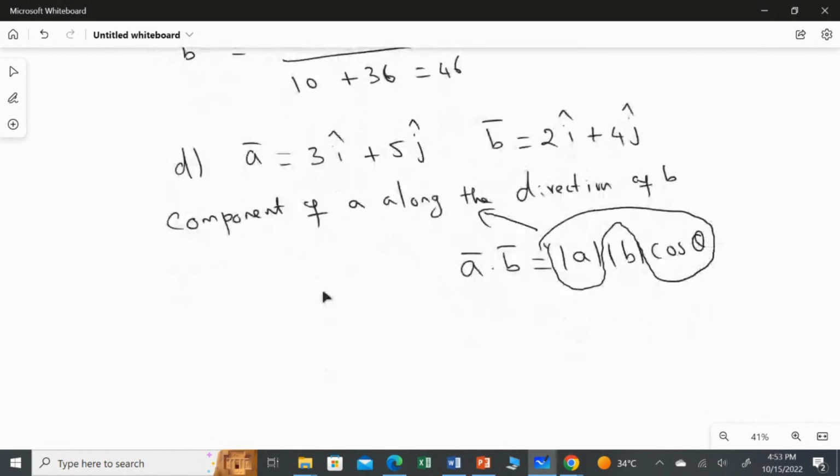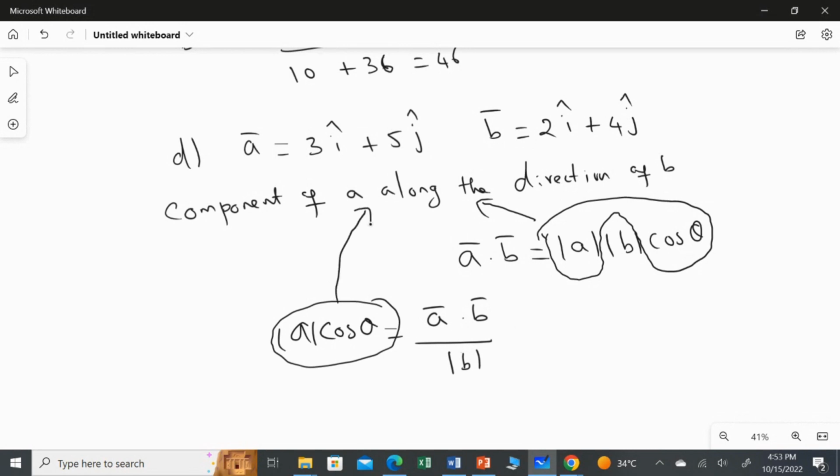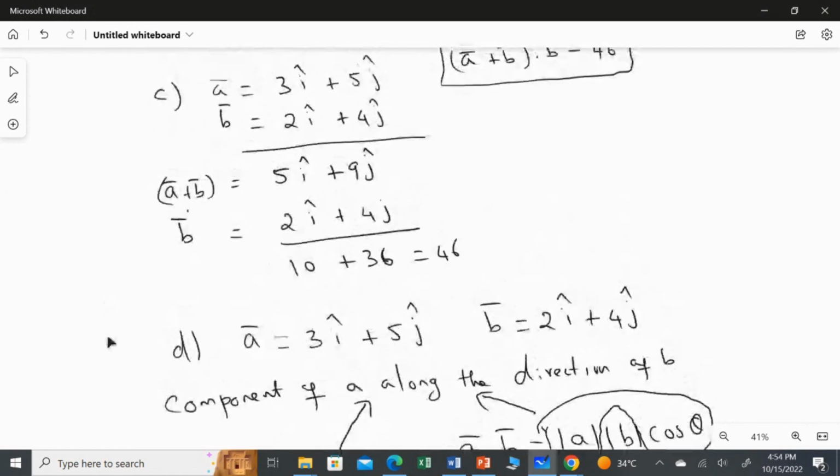So you have to rearrange this equation in terms of A cosine theta. So how will you write? A cosine theta is equal to A vector dot B vector over the B magnitude will come here. Am I right? This is the meaning. So A cosine theta is nothing but the component of A along the direction of B. Now you have to substitute the value. I think A dot B we already found. Am I right? What is the value of A dot B?